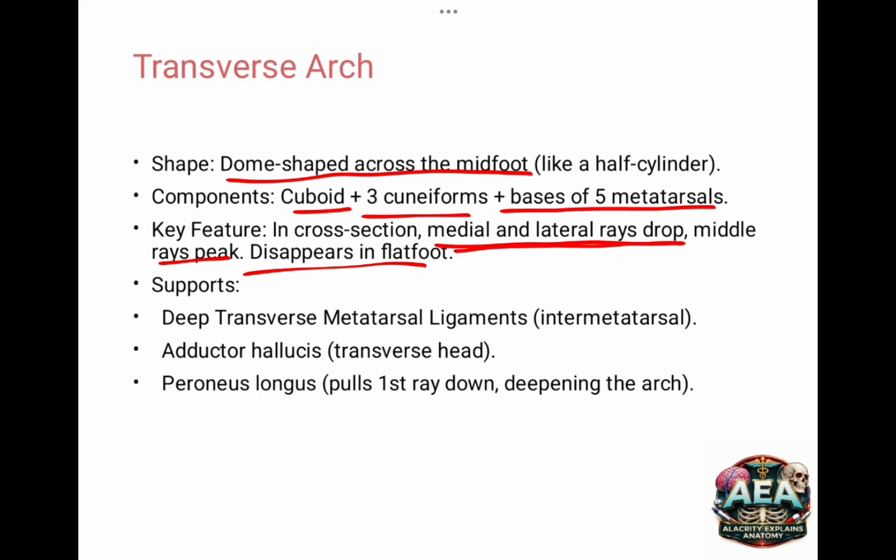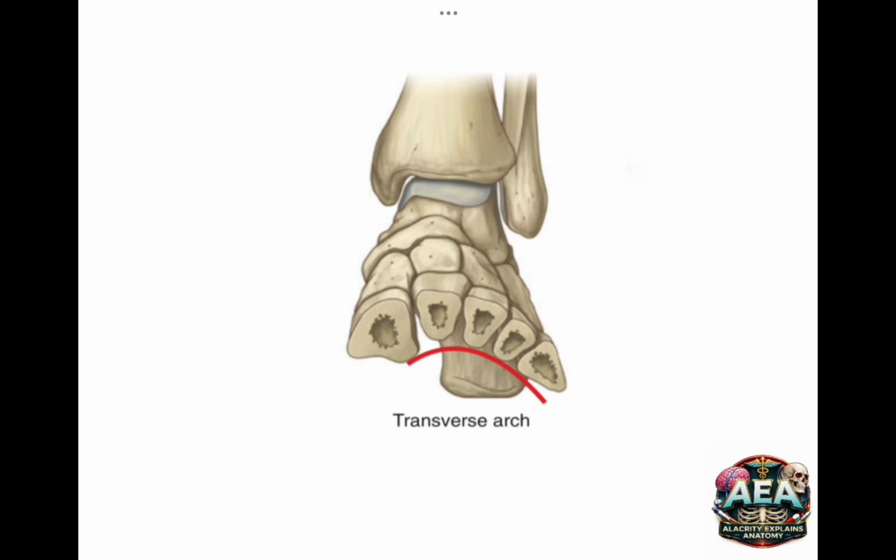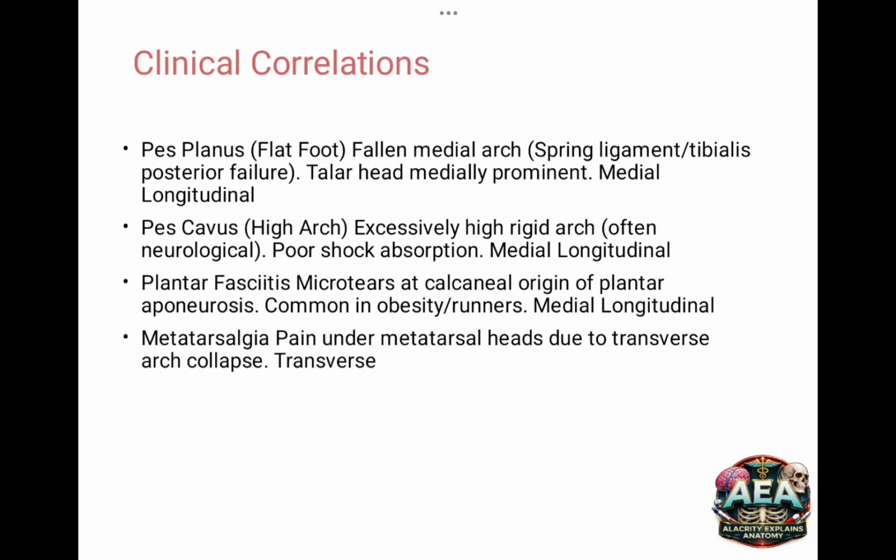Now for support, what are the structures that form support? We have the deep transverse metatarsal ligament. We have the adductor hallucis. We have the peroneus longus, which pulls the first ray down, helping to deepen the arc. Now, what are the clinical correlates?